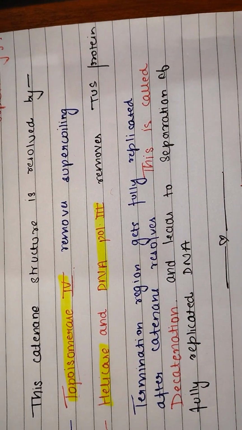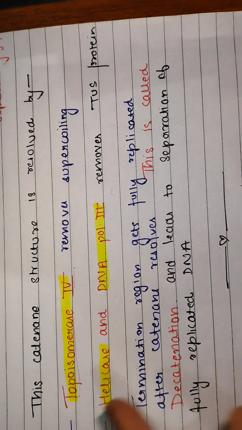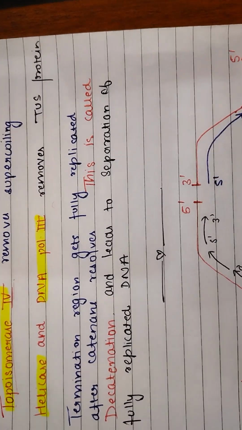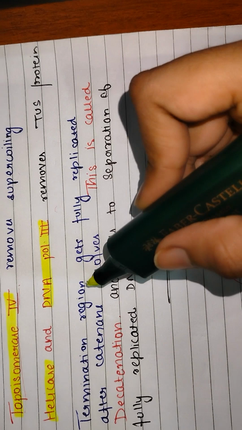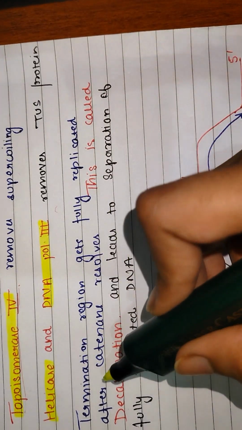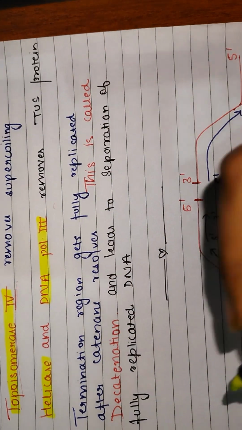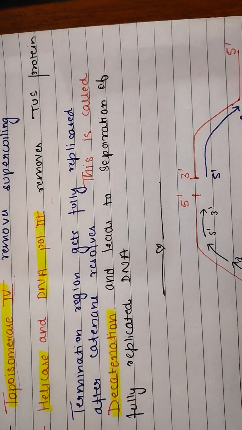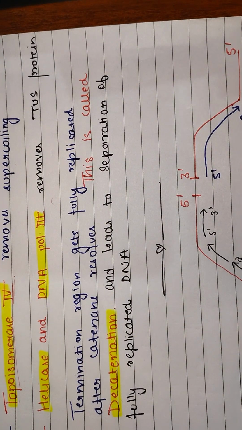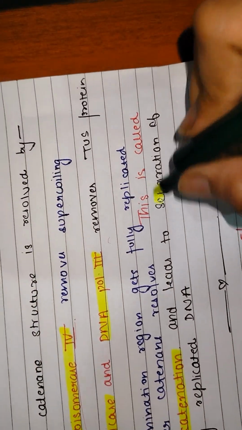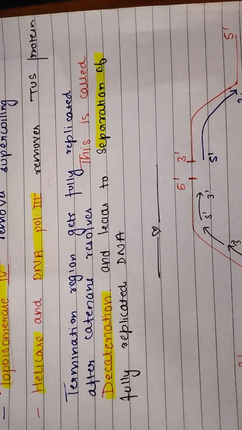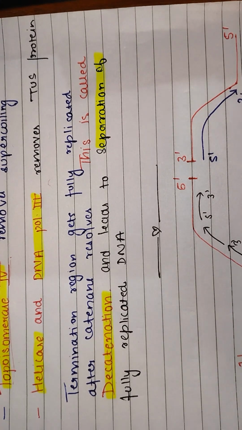As these two factors get overcome by these enzymes, the replication can continue and the termination region gets fully replicated, and the catenane gets resolved; this is called decatenation. Finally, the fully replicated DNA is formed, and after its formation, the separation of the replicated DNA will occur, and this is how replication is completed in prokaryotes.